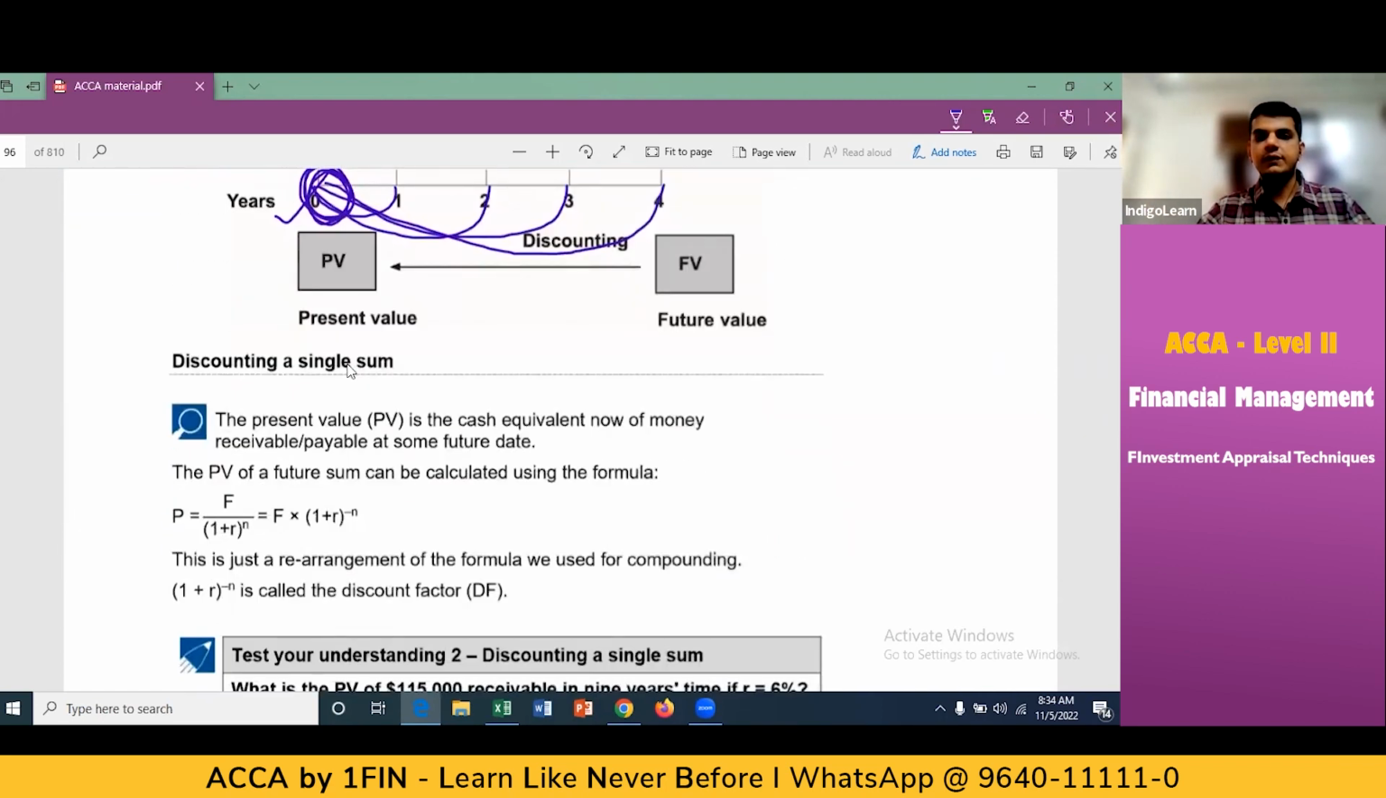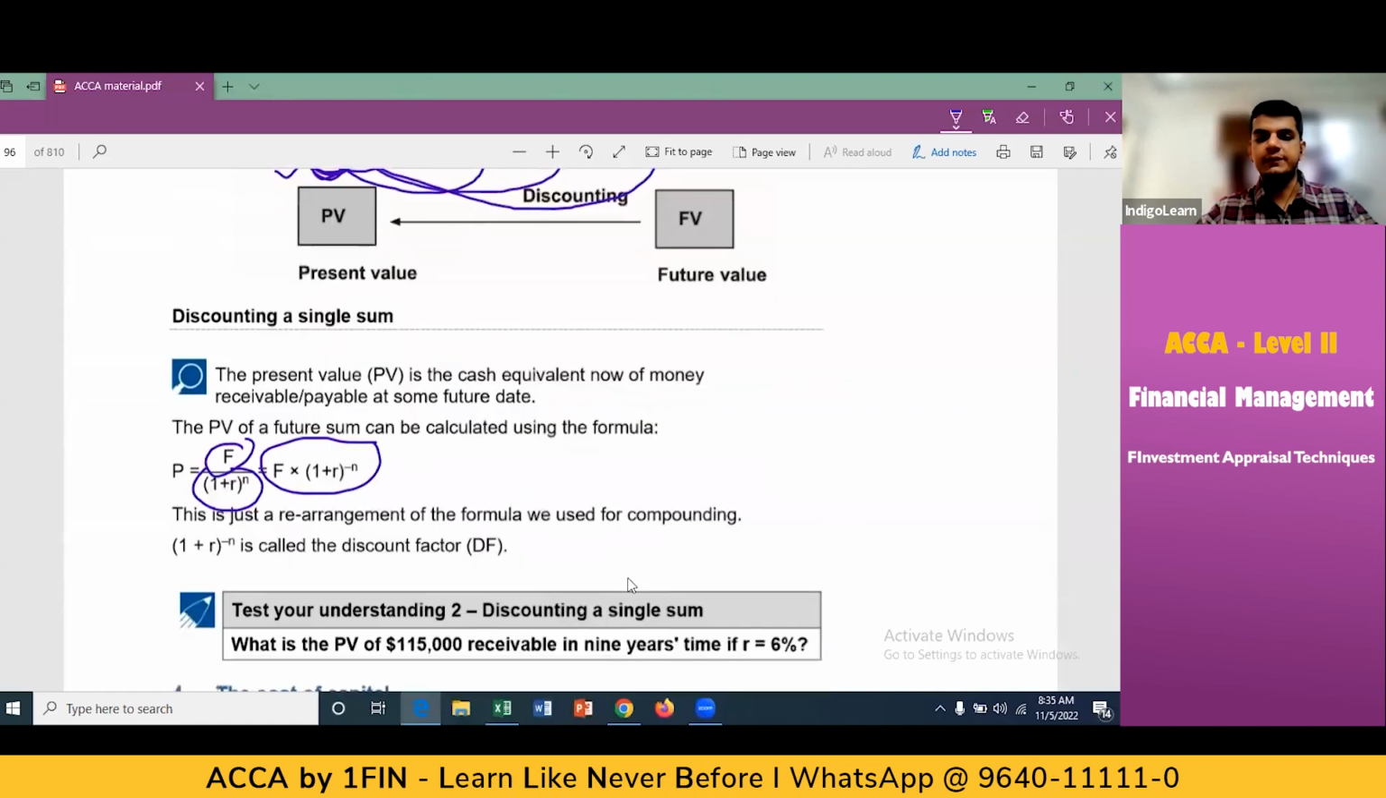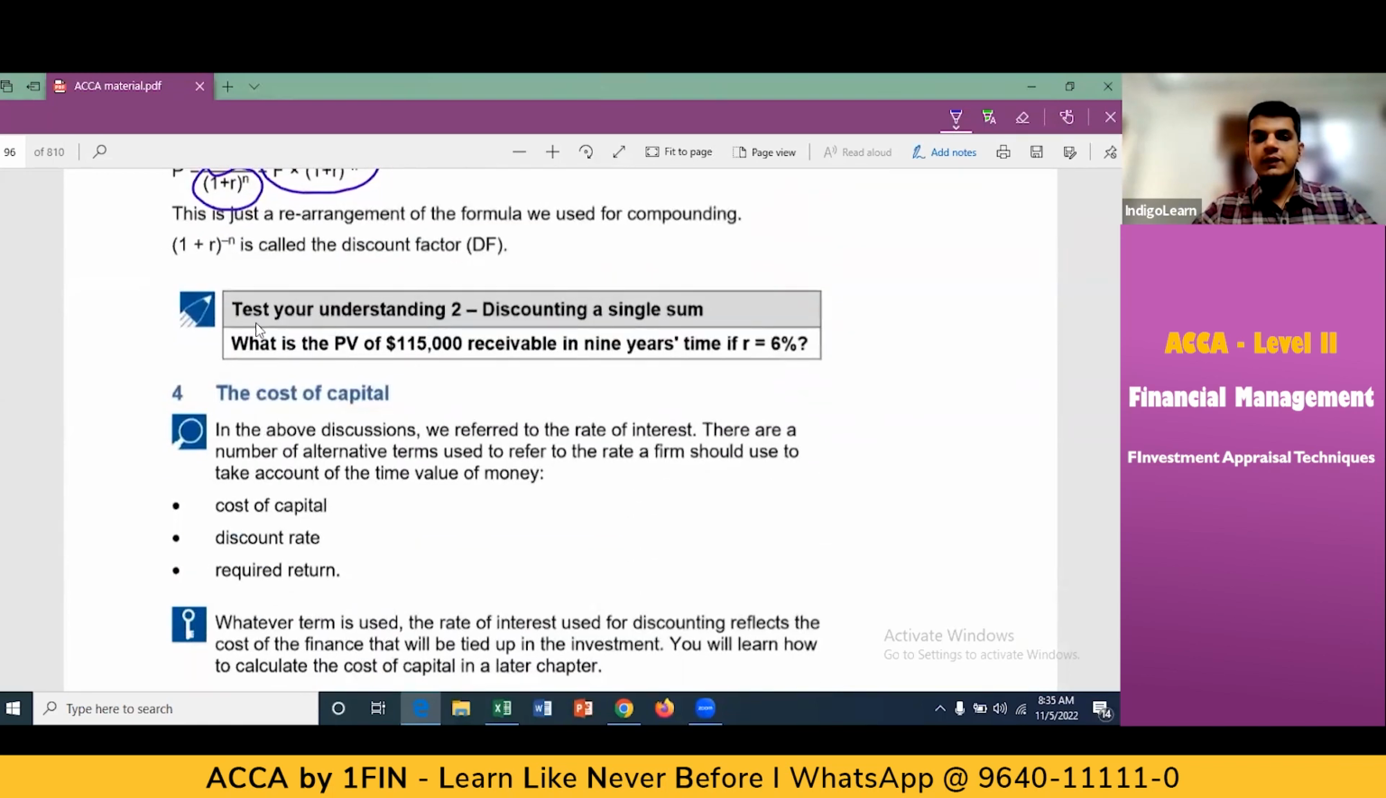So if you have to discount a single sum, the present value of the cash flow now of the money receivable at some future date is equal to future value into (1 plus R), that is the discounting factor, to the power N. So as we have discussed before, it is future value into (1 plus R) to the power minus N. So there is a question, test your understanding: what is the present value of $1,50,000 receivable in 9 years of time if the rate of interest is 6%?